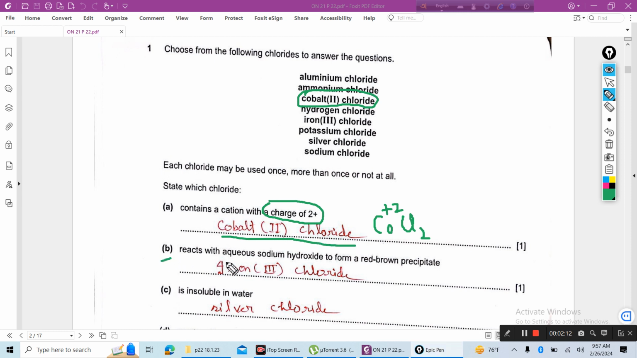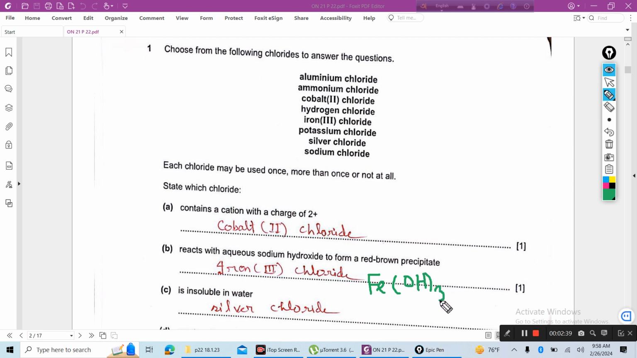B. Reacts with aqueous sodium hydroxide to form a red brown precipitate. This answer will be iron 3 chloride, because the iron 3 ion reacts with sodium hydroxide to produce iron 3 hydroxide, a red brown precipitate. Iron 3 hydroxide is a red brown precipitate.